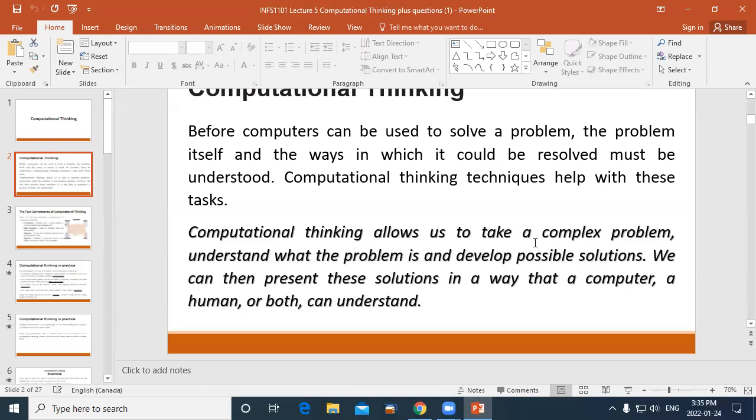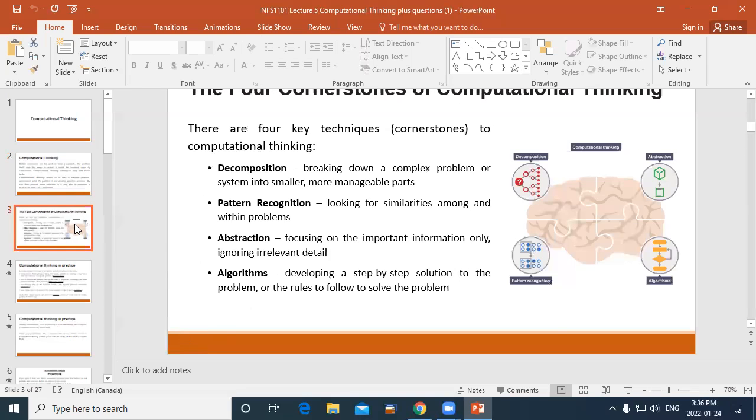It allows us to take a complex problem, understand what the problem is, and develop possible solutions. And I hope you can see that that doesn't have anything to do with being a computer or using a computer, right? You can do that without having a computer. So that's computational thinking, and that's the focus of this lesson and some others that we'll do.